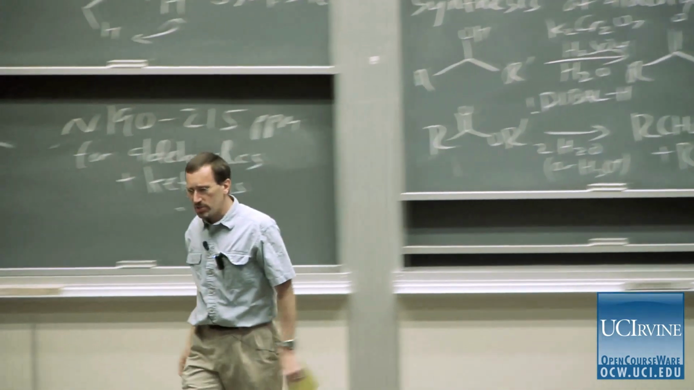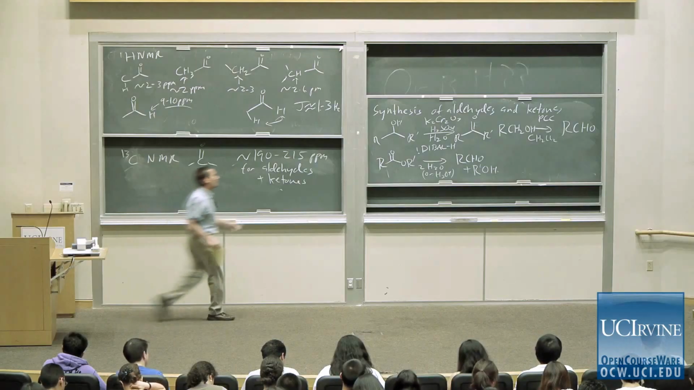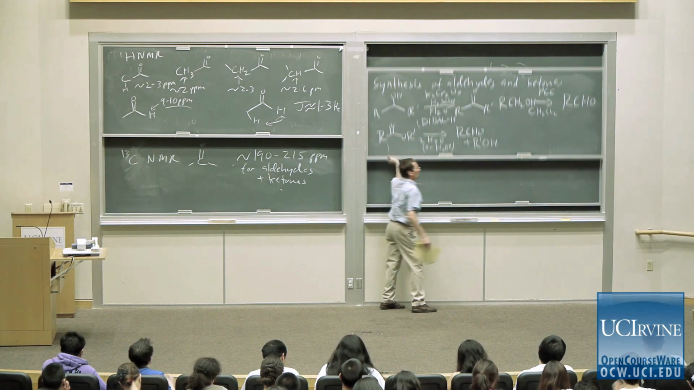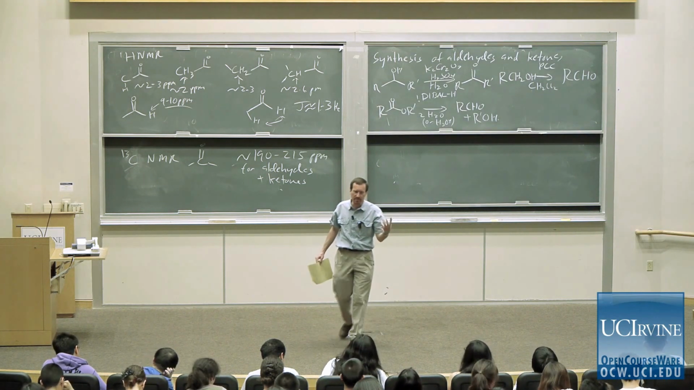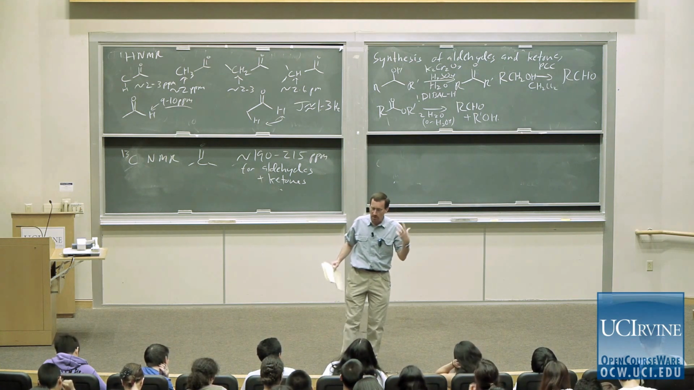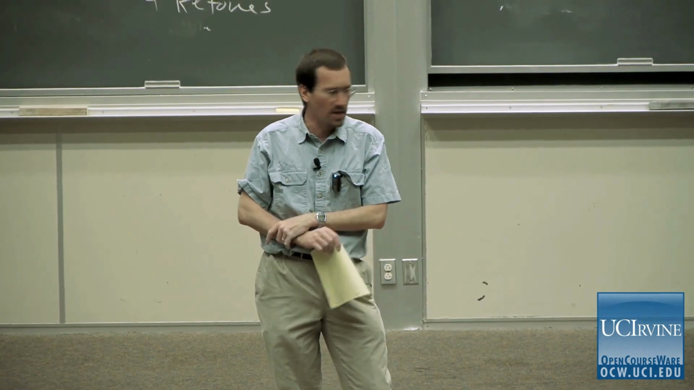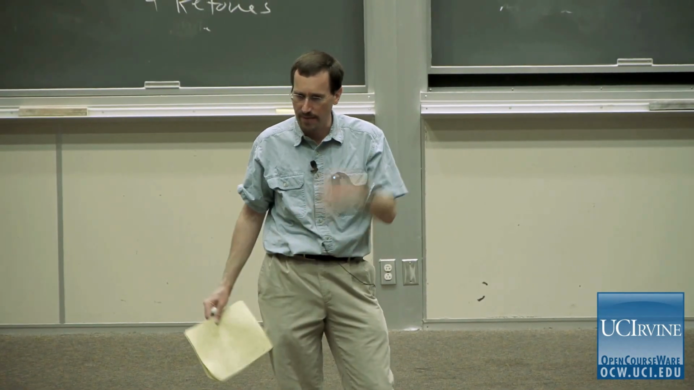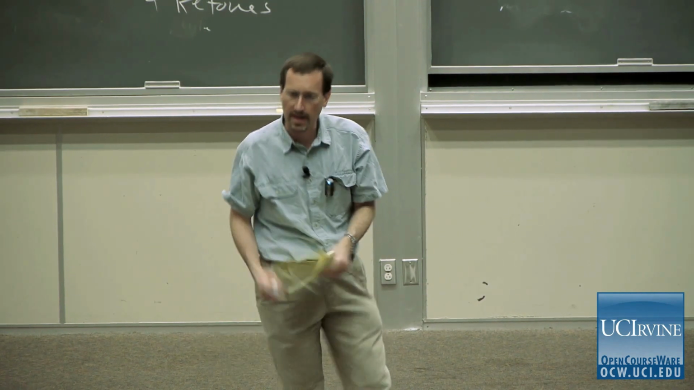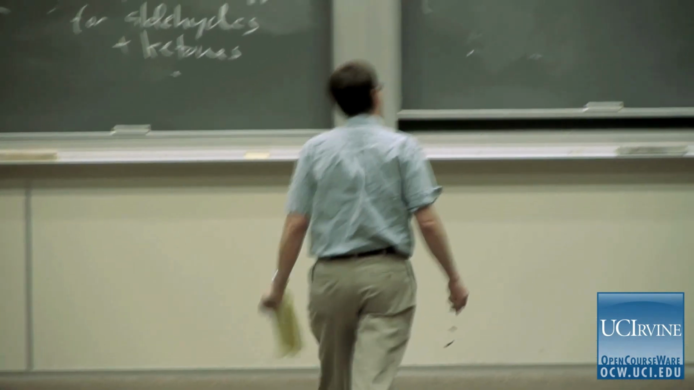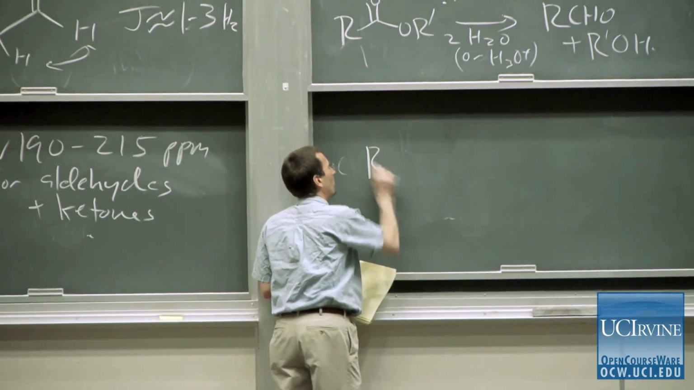Your textbook also reminded you that there are selective reactions to reduce acid chlorides. Acid chlorides are extremely, extremely reactive. You'll learn as we go on to discuss esters and other members of the carboxylic acid family that acid chlorides react directly with water. They react directly with alcohols because the chlorine is electron withdrawing and they're very electrophilic.